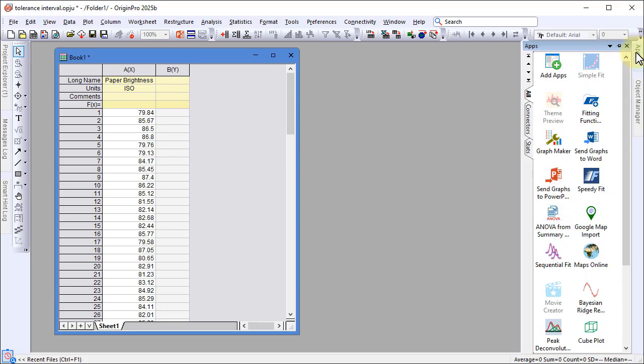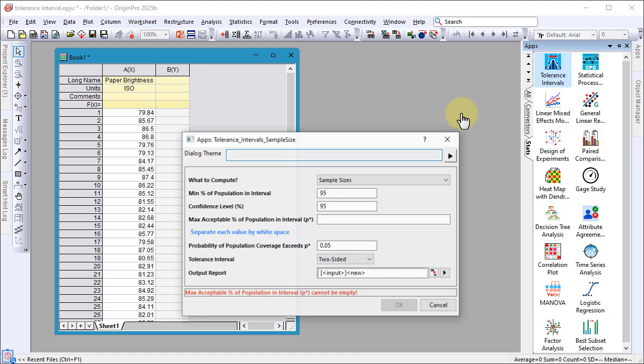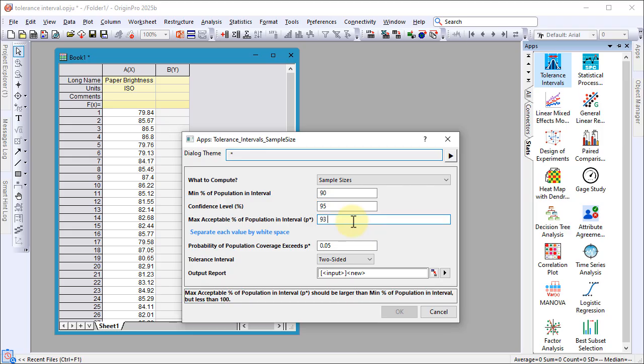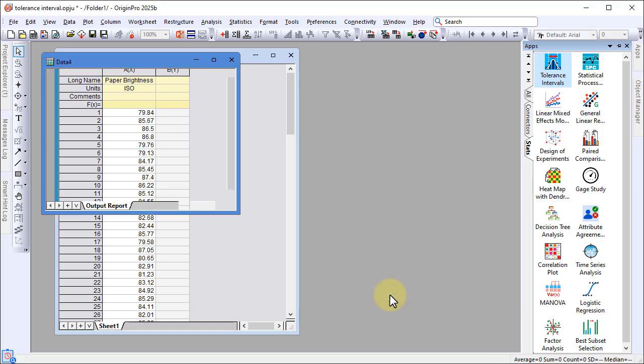Open the tolerance interval app and select the sample size option. Under What to Compute, select Sample Sizes. Min percent of population in interval, 90%. Confidence level, 95%. Max acceptable percent of population in interval, 93, 94, and 95%. Probability of population coverage exceeds these values, 0.05. Select two-sided under tolerance interval. Click OK.